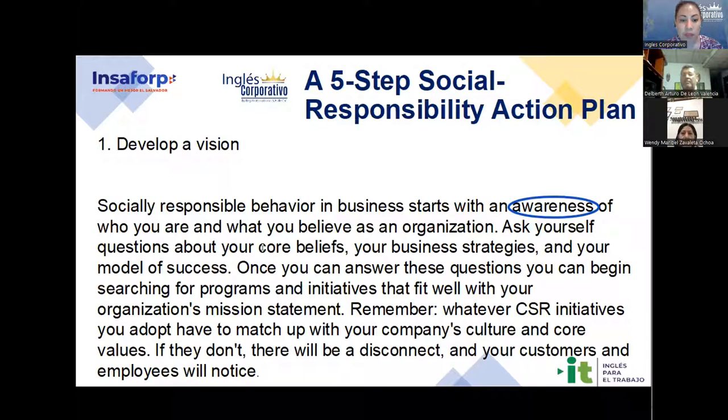There are two in the chat. Yeah, I saw the other one. Thank you. Okay, is that it? Okay, all right. So the first one, the pronunciation is awareness. Awareness. Okay. The other one is core beliefs. Core beliefs.